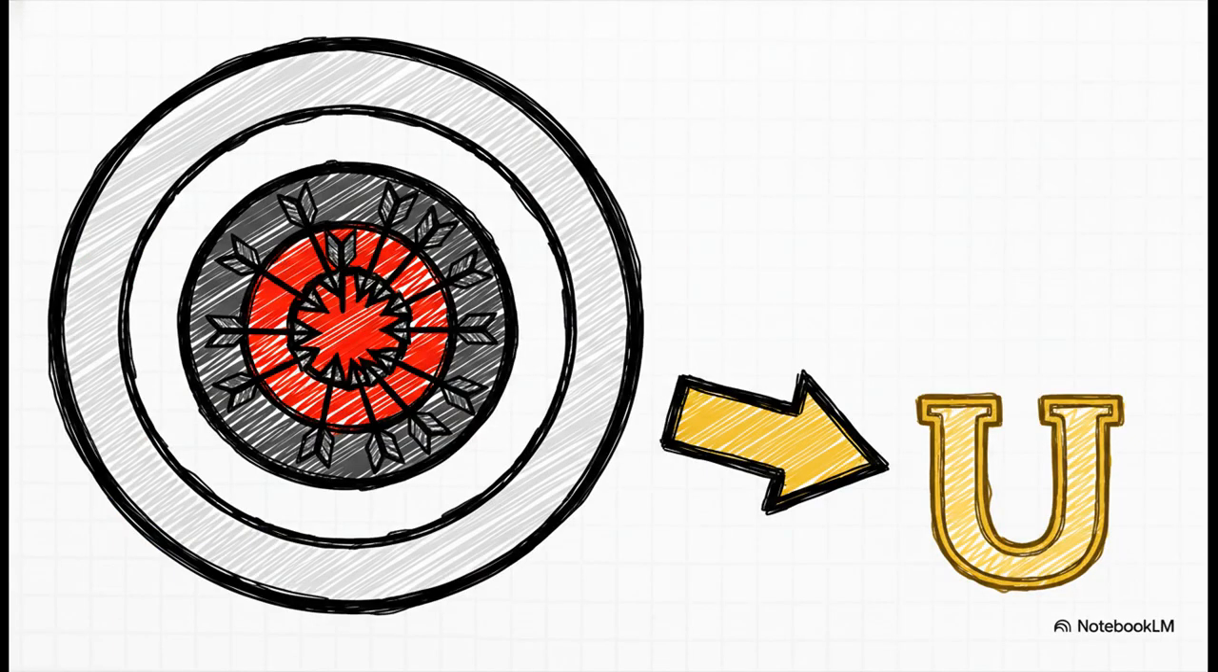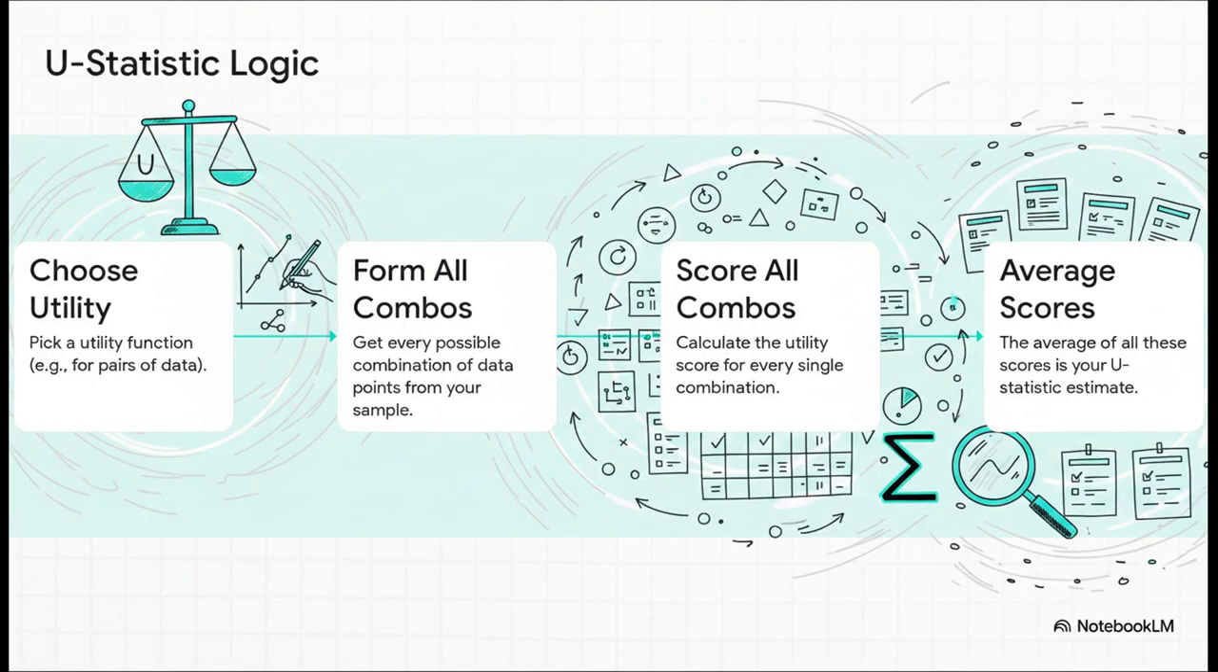So all of this just begs the question, how do we build the perfect estimator? I mean, one with absolutely zero bias and the lowest possible variance. It sounds kind of impossible, right? But there's a beautiful mathematical concept designed to do just that. It's called the U statistic. The U in U statistic stands for unbiased, and the logic behind it is just pure elegance.